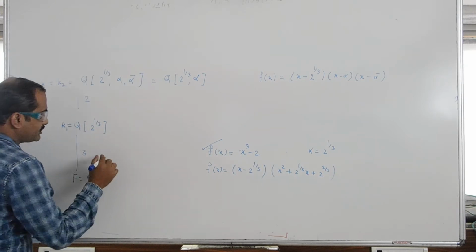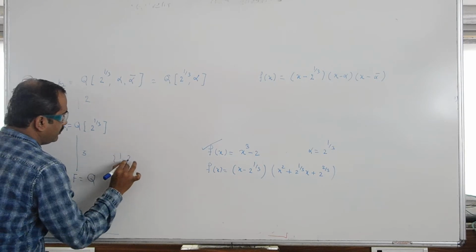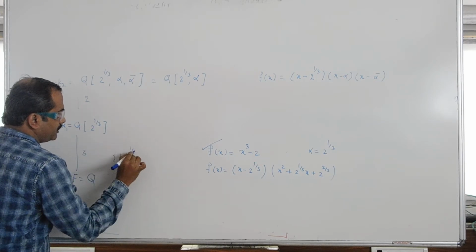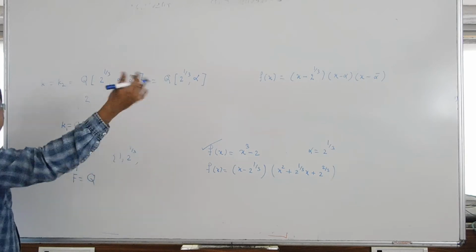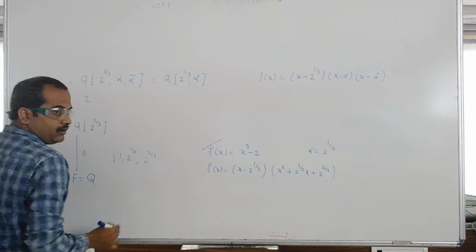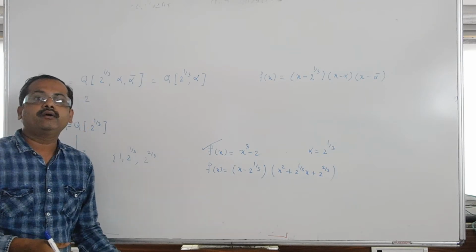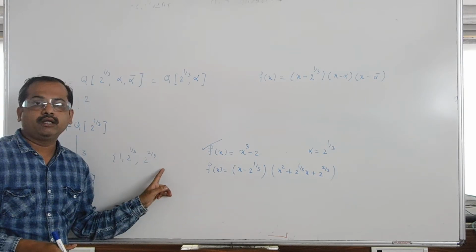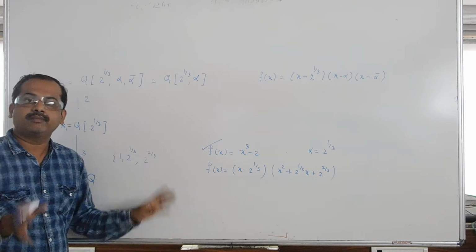So for the degree 3 extension, what are the bases? 1, 2 raised to 1 upon 3, just take square, cube and so on. Next, 2 raised to 2 upon 3. And if you go for the cube, what do you have? 2 raised to 3 by 3 means 2. That is a rational number. Stop there.